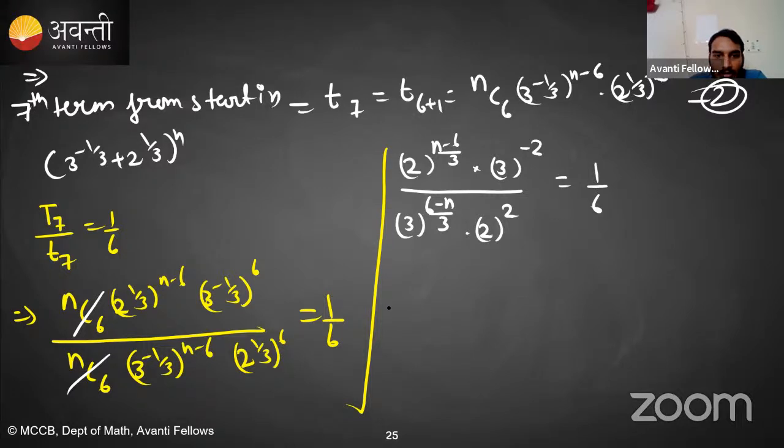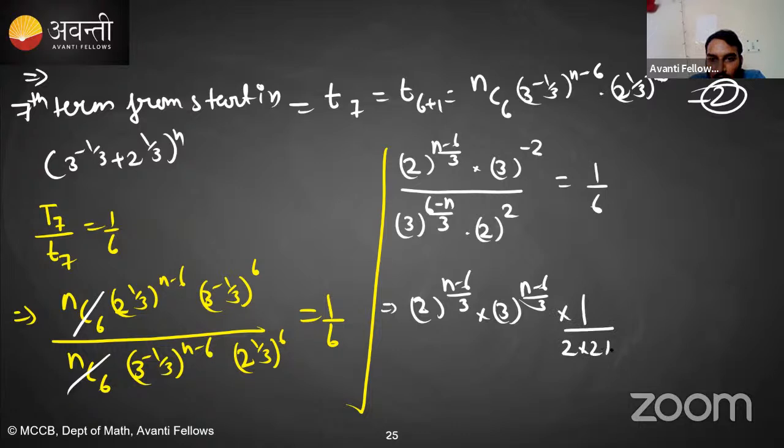Clear? Okay. So first of all, 3 raised to the power minus 2 is 1 by 3 square, right? So I can write this as 2 raised to the power (n minus 6) by 3 into 3 raised to the power (n minus 6) by 3. I'm taking this 3 to the numerator, so the power will be on the negative side, right? Into 1 divided by 2 into 2 into 3 into 3, which is equal to 1 by 6.